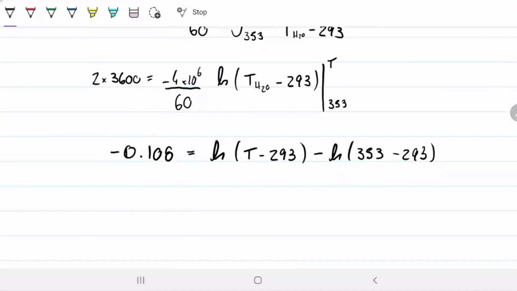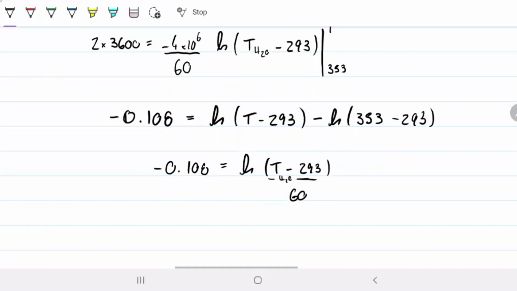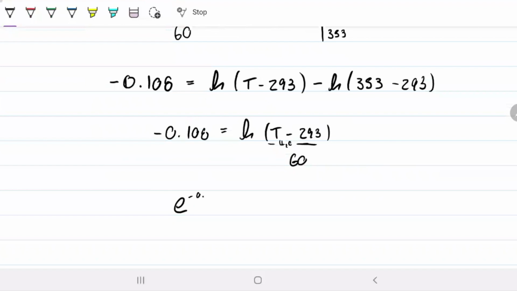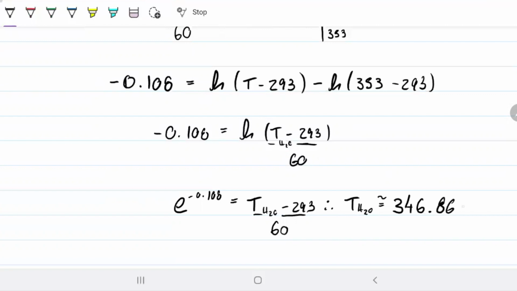So what I can do now is take the exponential on both sides. So take e to the minus that, and then I'm going to remove that. So it's going to be left with temperature minus 393 divided by 60. And therefore my temperature equals about 346.86 kelvins.